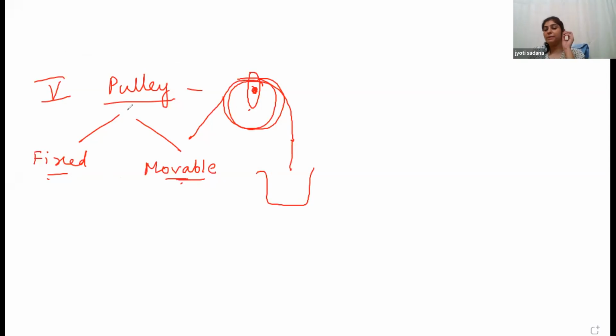Okay, so we have completed in simple machine what is a lever, then we have done what is an inclined plane, what is wedge, what is screw, and what is pulley. Is this much clear to everyone? So I stop sharing here. If you still have any doubt, you can ask me in the chat box, any doubt you have regarding the topic which we have done.